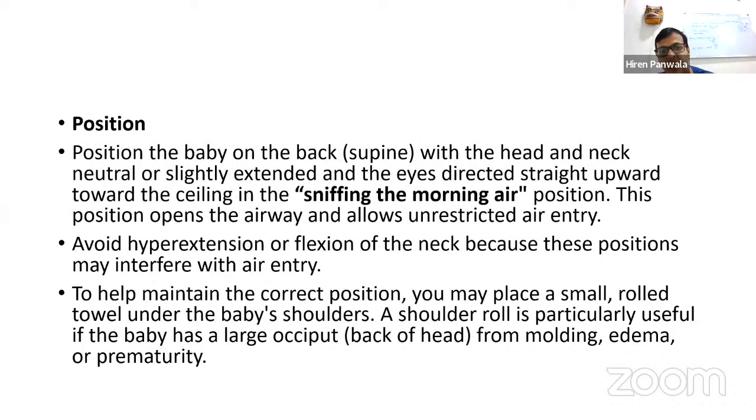Positioning the airway. Positioning of the airway is just good enough to maintain that the airway is open and optimally positioned. We should not have hyperextension or flexion of the neck, because these positions may interfere with the air entry and collapse the airway. To help maintain the correct position, we may place a small rolled towel under the baby's shoulder. And that should help, or we can just put some support to avoid edema for premature babies specifically.